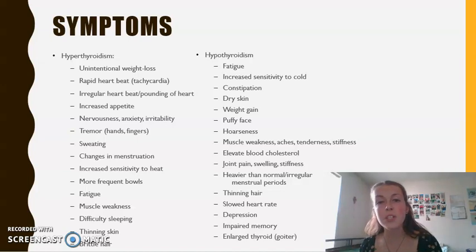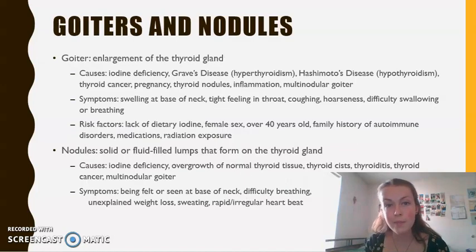You might see constipation, dry skin, weight gain because your metabolism is slower, hoarseness in your voice, muscle weakness, aches, tenderness, stiffness, elevated blood cholesterol related to that slowed metabolic rate, joint pain, swelling, stiffness, heavier or irregular menstrual periods, thinning hair, slowed heart rate, depression, impaired memory, or an enlarged thyroid gland, also known as a goiter, which is what we're going to talk about next.